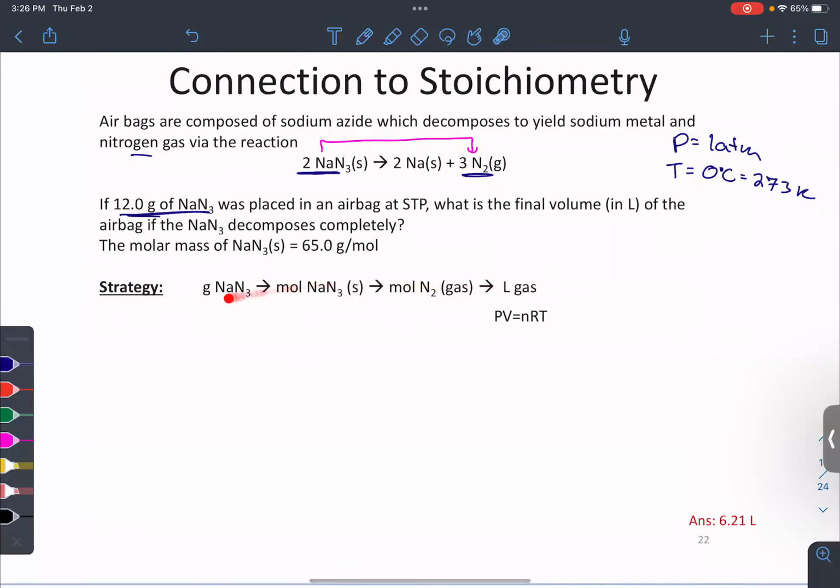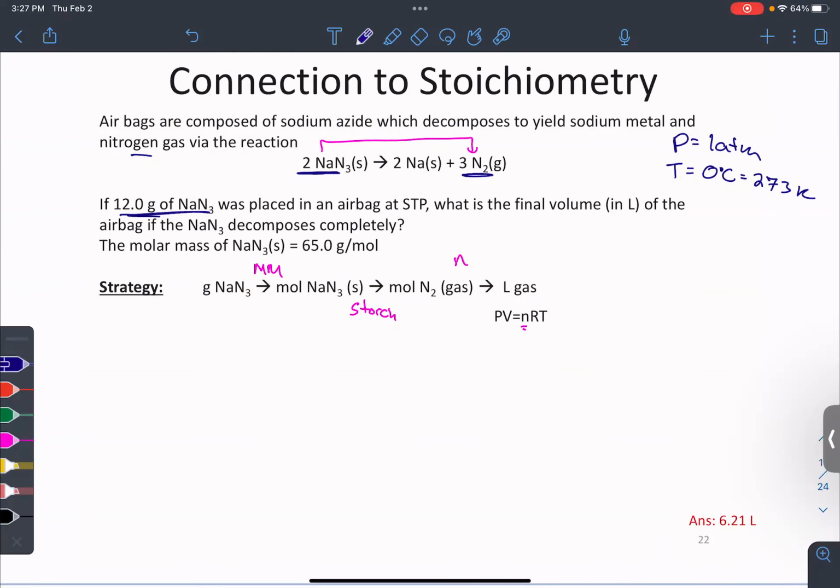So here's just a new way we can play with mole amounts. This strategy should look similar. Grams to moles, we've done that a billion times. We use the molar mass of sodium azide. I even give it to you. Then we go from moles of sodium azide to moles of N2. What do I need to do between those steps? Moles of sodium azide to moles of N2 gas. Stoichiometry, yep. So we use the coefficients, and then we take that mole amount and that's the n value in PV = nRT. So that's our strategy here.